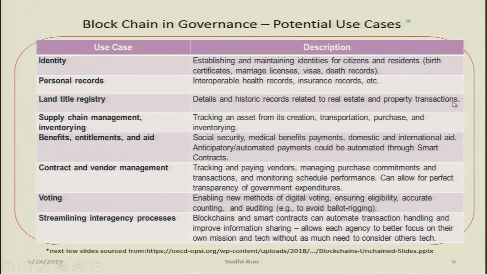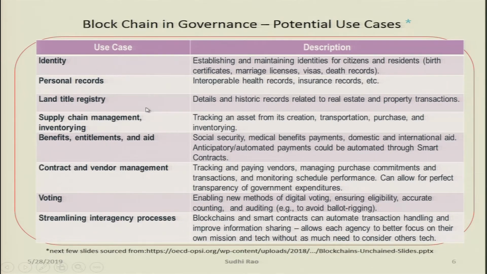So, it is a big challenge. We will see an example of what kind of problems it led to, and you will be surprised which country it is. It is a very advanced country. Even in a country like that, proving land ownership used to be a contentious issue till the recent past, and hence many governments are looking at this as the area where blockchain can be used very profitably, with high rates of success, and there are a lot of projects. So, details and historic records related to real estate and property transactions, and we know that a lot of litigation also happens in land provenance, in proving who owns a piece of land.